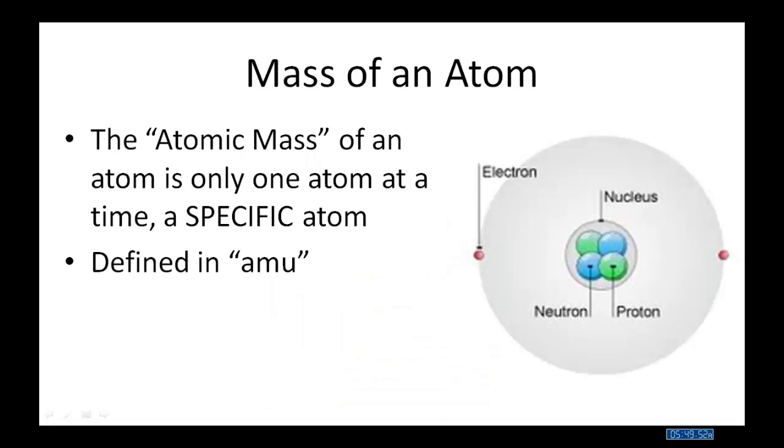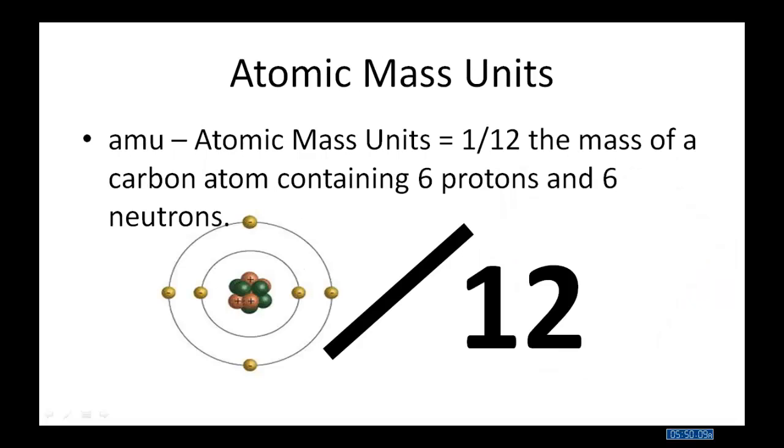The atomic mass of an atom is only one atom at a time. This is one thing you need to be clear of. When you're talking about atomic mass, you're not saying what's the average. You're saying take this one atom, what is its specific information? And again, it's defined in AMUs. AMU, for review, is 1/12 the mass of a carbon atom containing 6 protons and 6 neutrons.